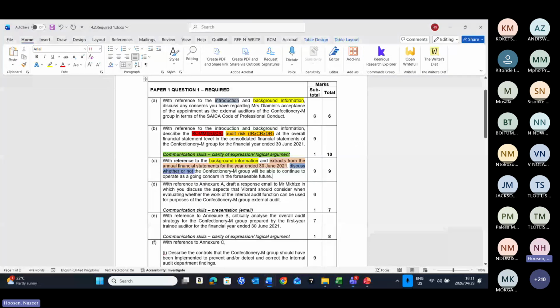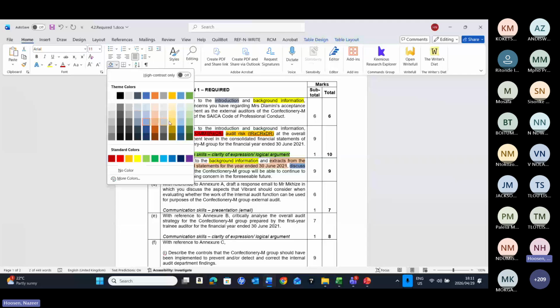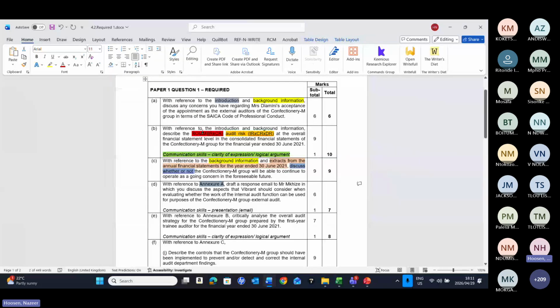For part D, with reference to annexure A, now this was specific as well. It made reference to a particular annexure. Draft a response email to Mr. Mkize in which you discuss the aspects that Vibrant should consider when evaluating whether the work of the internal audit function can be used for the purposes of the confectionery M group external audit. So this is reliance on the work of the internal audit function.